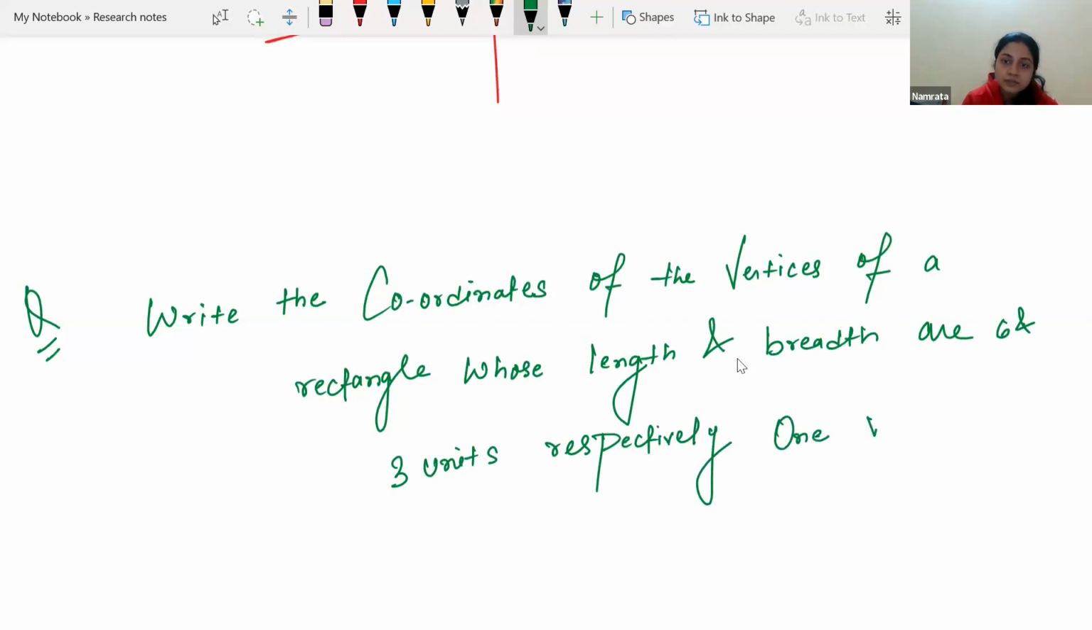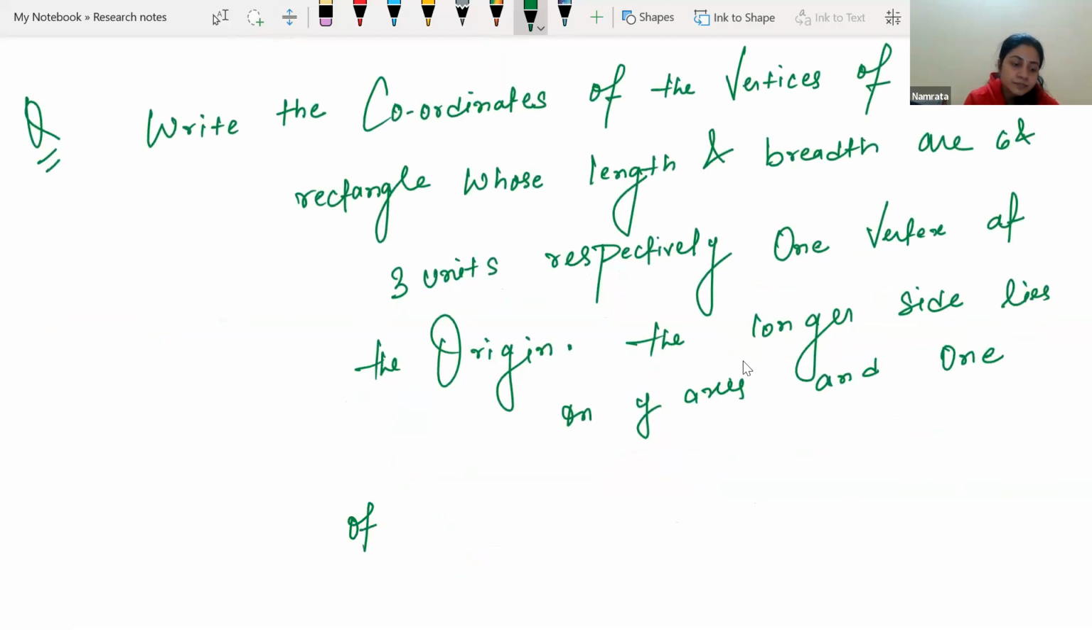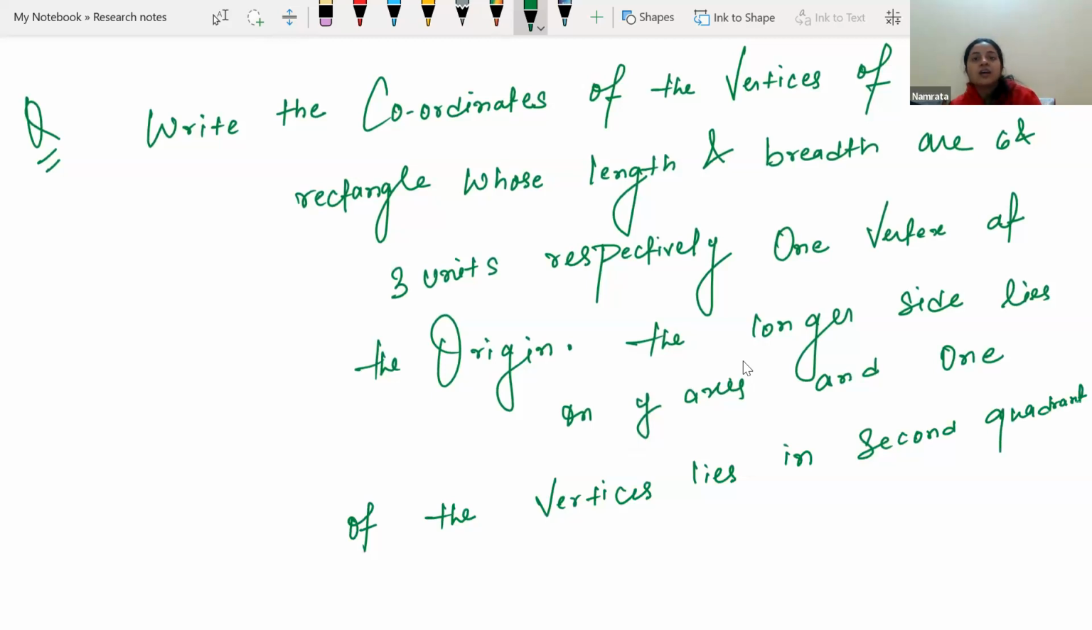One vertex at the origin, the longer side lies on the y-axis, and one of the vertices lies in the second quadrant. This much information is given, and accordingly we have to draw a rectangle and write our answer, that is the coordinates of the vertices of the rectangle. Take 5 minutes and do it. Then we'll do it together.